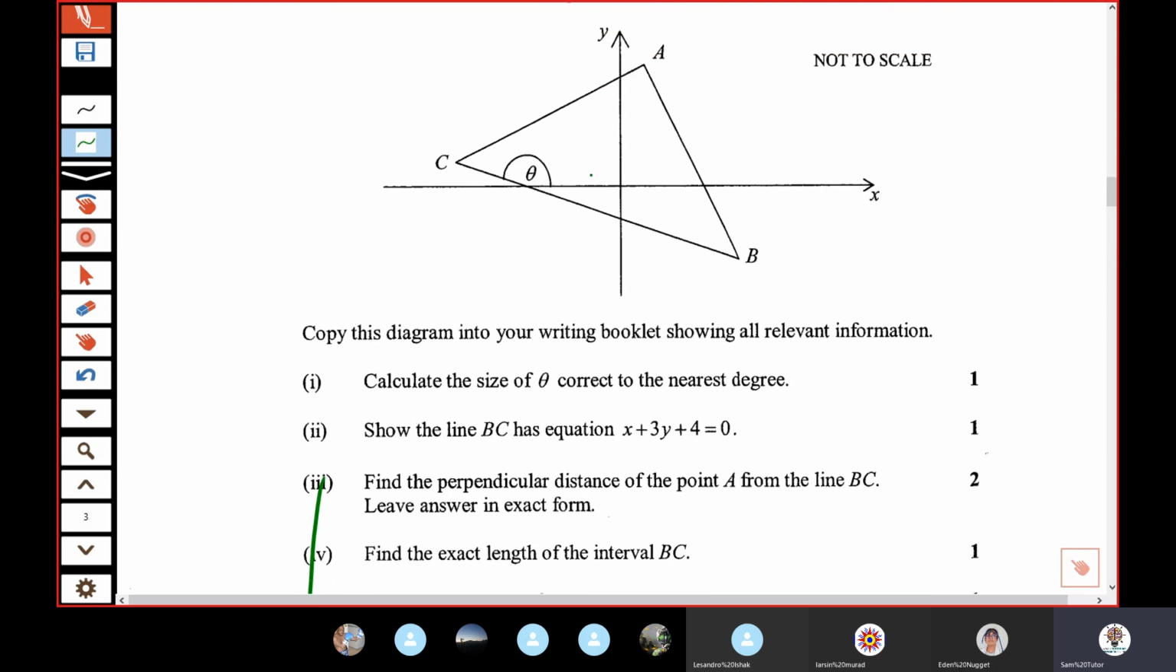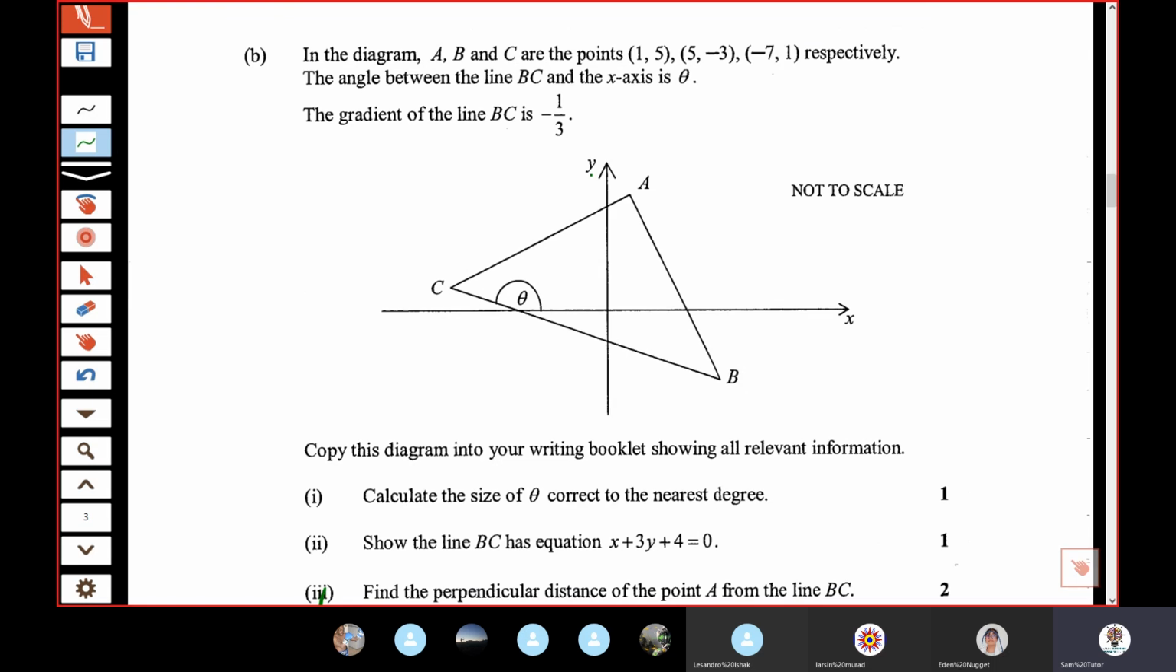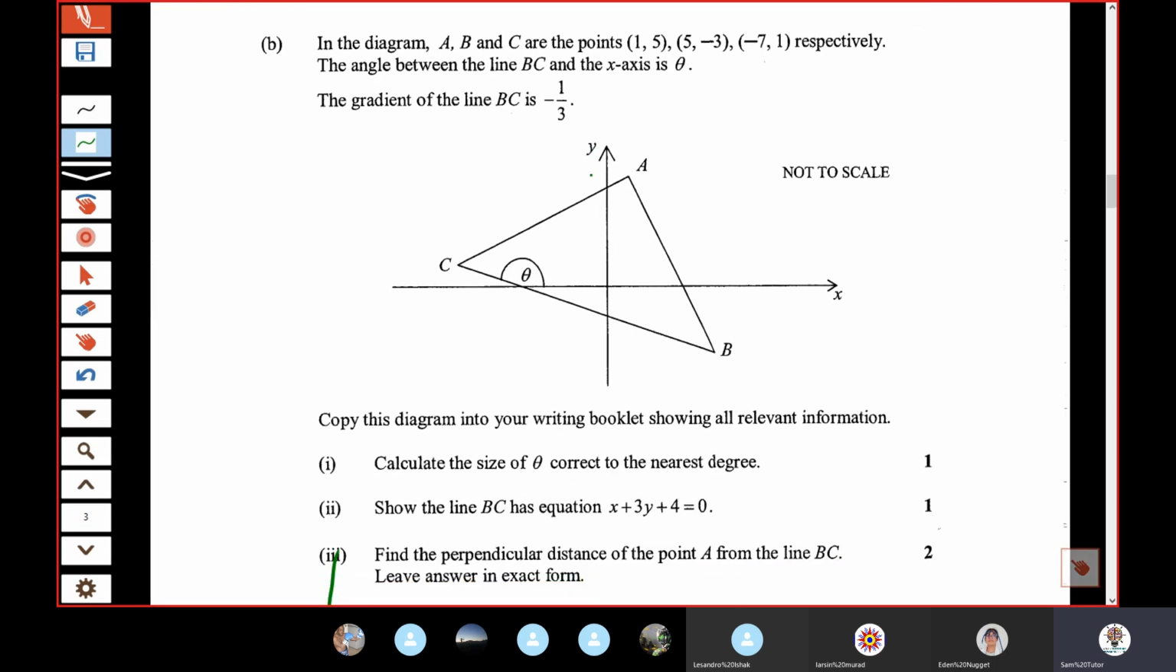All right, I will do this one actually, just because I think it's important to do these two components. In the diagram, A, B, and C are the points, 1, 5, blah, blah, blah. The angle between the line BC and the x-axis is theta. The gradient of this line is -1/3. Calculate the size of theta correct to the nearest degree.